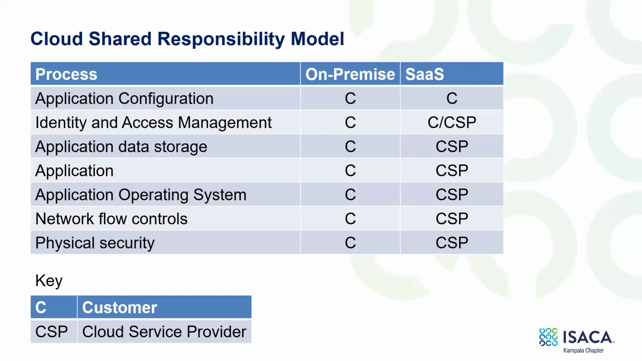Now, we have quite a number of processes. We have application configuration, we have identity and access management, we have application data storage, we have the application itself, the application operating system, network flow controls, and then the physical security. Now, when you are hosting these applications on-premise, all these processes will be entirely the responsibility of the customer. So you as the individual hosting, you'll be entirely responsible for all these processes.